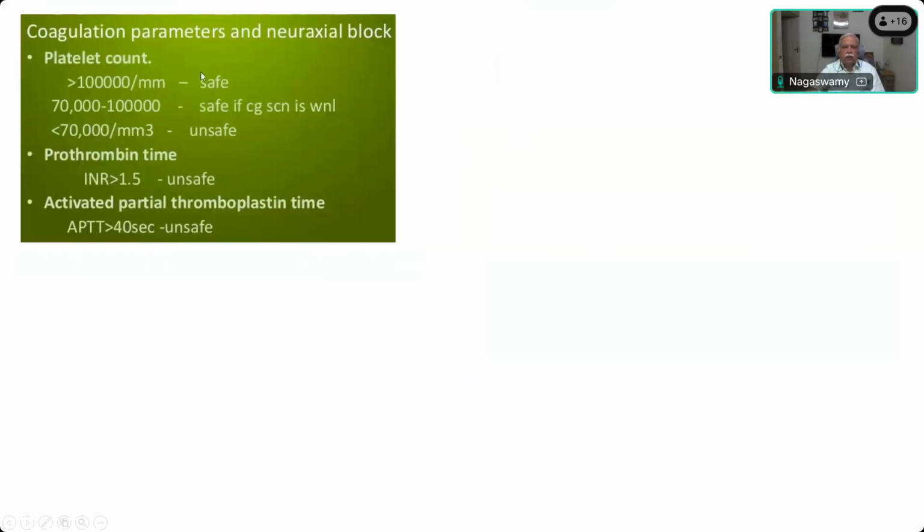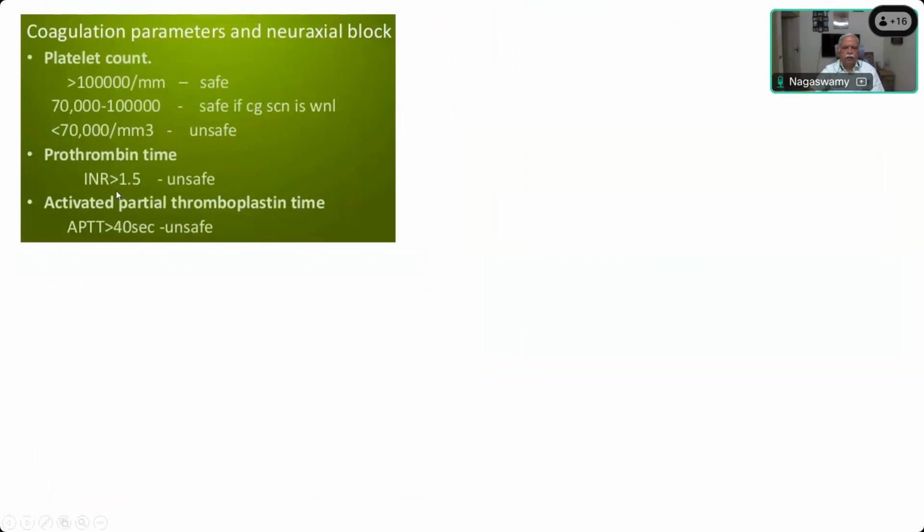Now, what are all the criteria for giving a neuraxial block? Platelet count more than 1 lakh is safe, 70,000 to 100,000 is safe, but within this, if the coagulation screening is within normal level. Less than 70,000 is considered unsafe.